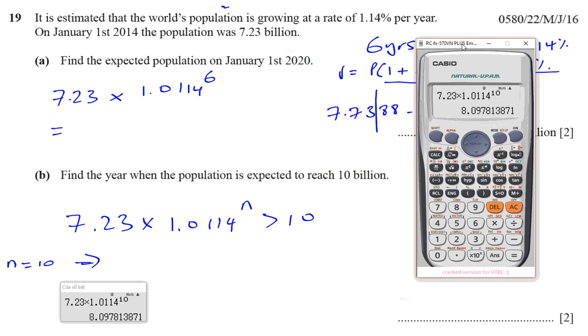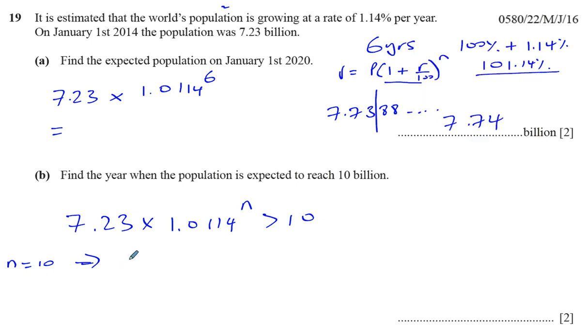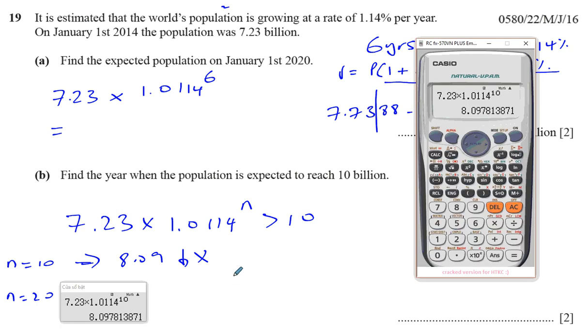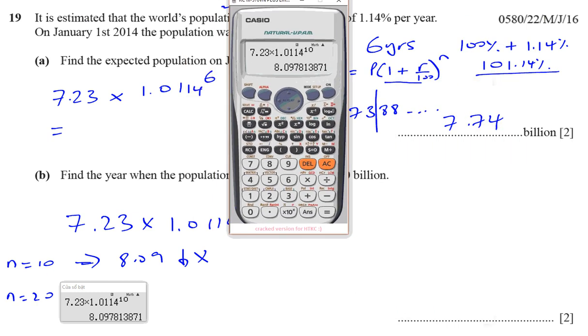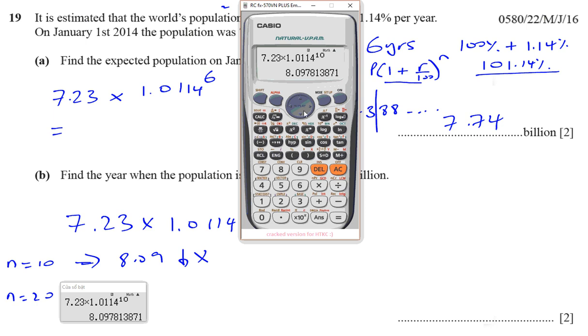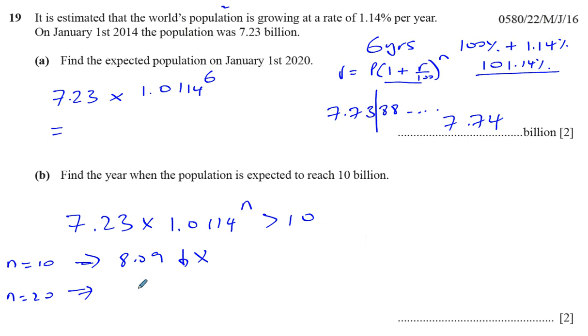We get 8.09. That's too low. So let's try, for example, n equals 20. If it gets too high, we can go back. I'm just going up by 10s and seeing what happens. It didn't go up that much between 6 and 10, did it? So let's try 20. Go back and change that 10 for 20. That gives me 9.07, which again is too low. It's getting better.